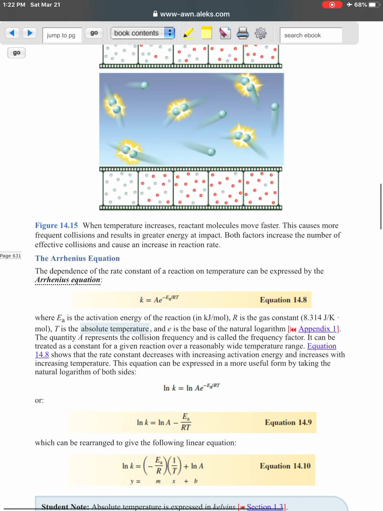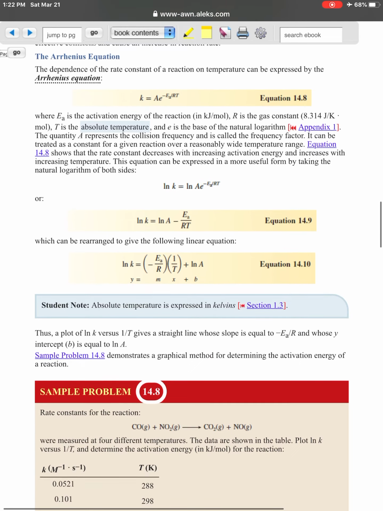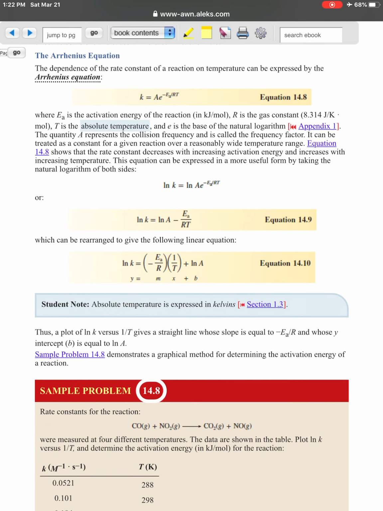Now we're going to move into the mathematics of this. The Arrhenius equation. The dependence of the rate constant of a reaction on temperature can be expressed by the Arrhenius equation. k equals A times e raised to the negative Ea divided by RT. That is called equation 14.8.